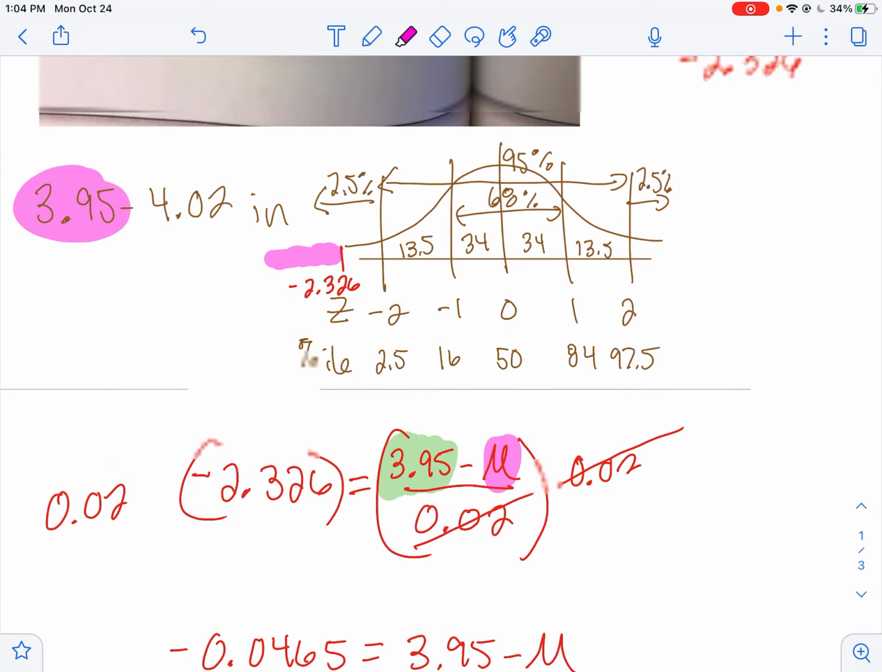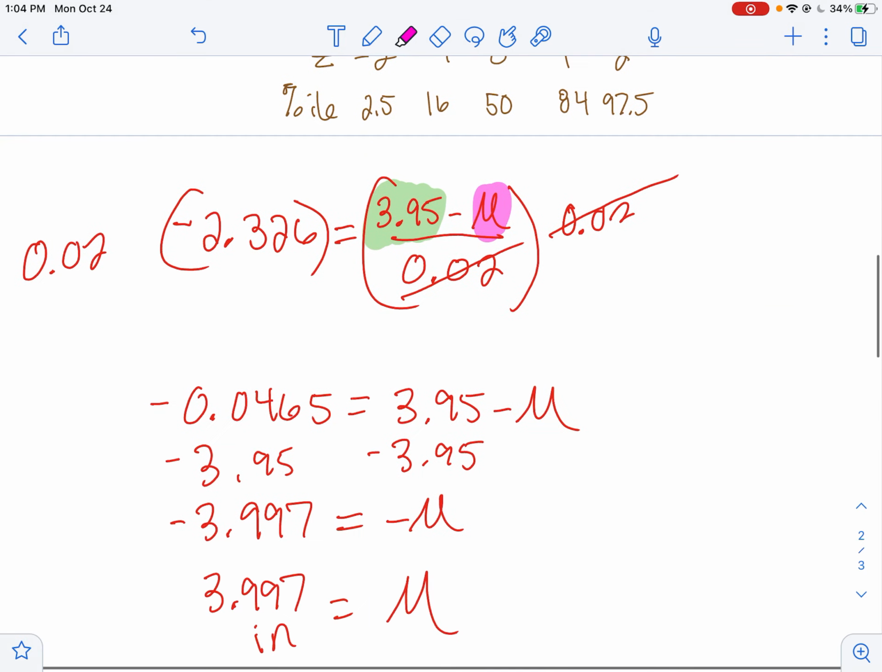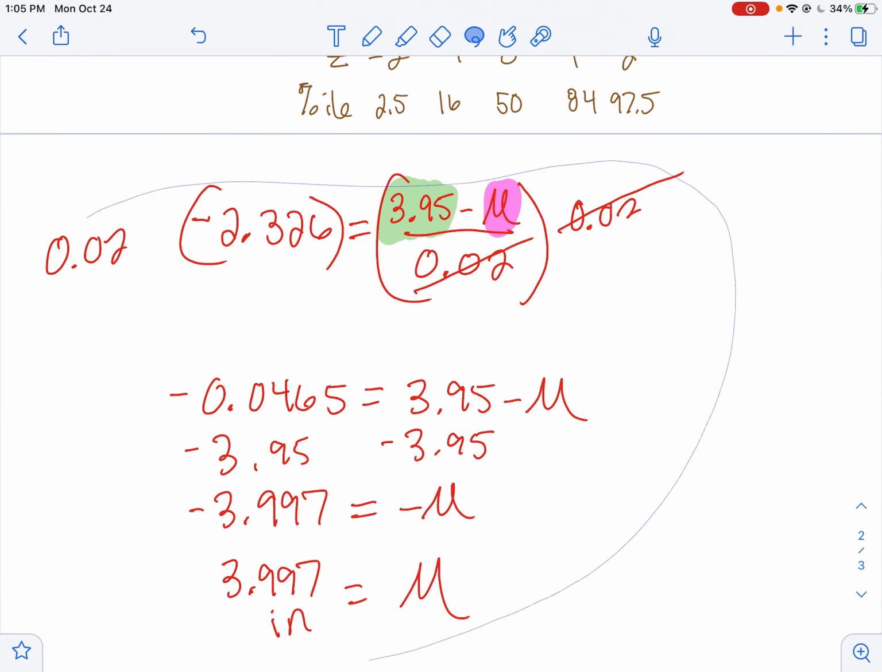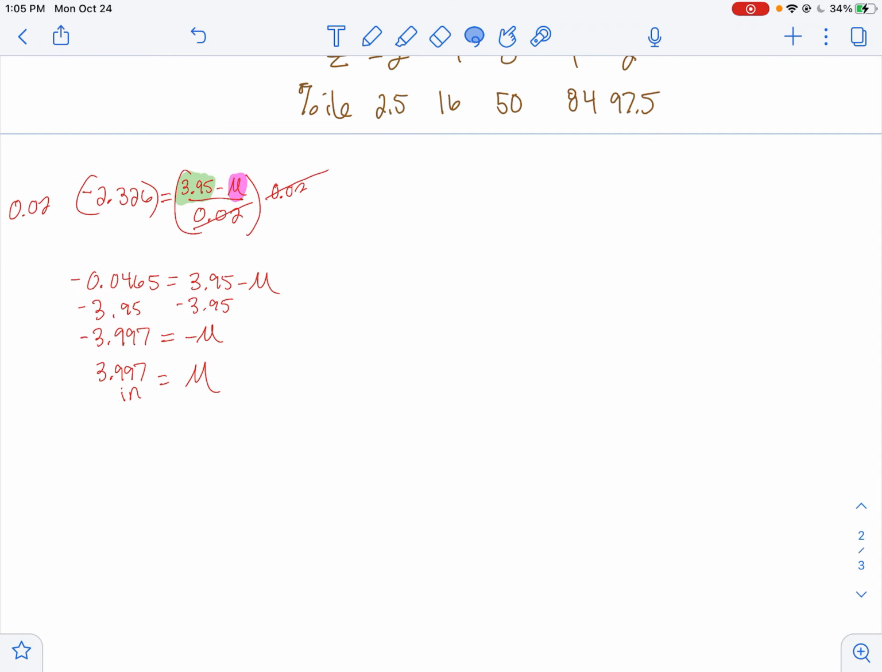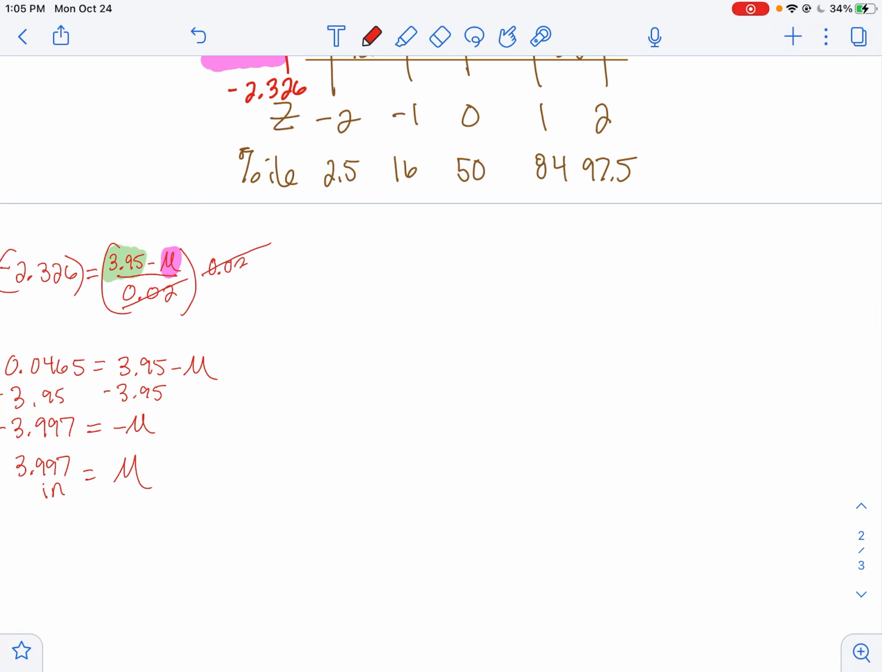Now I've got to get to part B. Now they're telling me if the mean stays the same, what value of the standard deviation will result in 1% of lids being too small to fit? Okay, so again, I'm going to use that z-score I already have because I know that will give me 1% that are too small. That's not going to change here. So I'm going to plug it in. Negative 2.326.